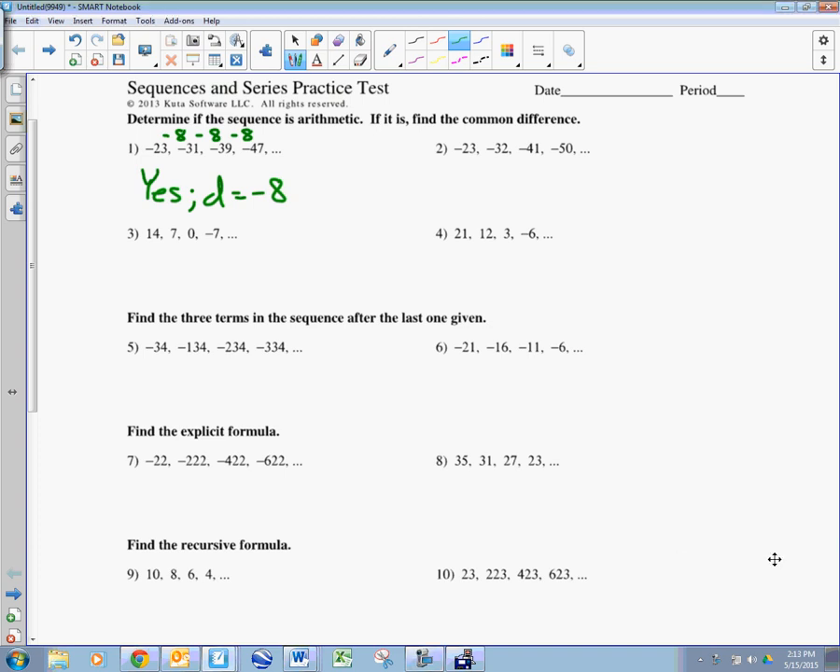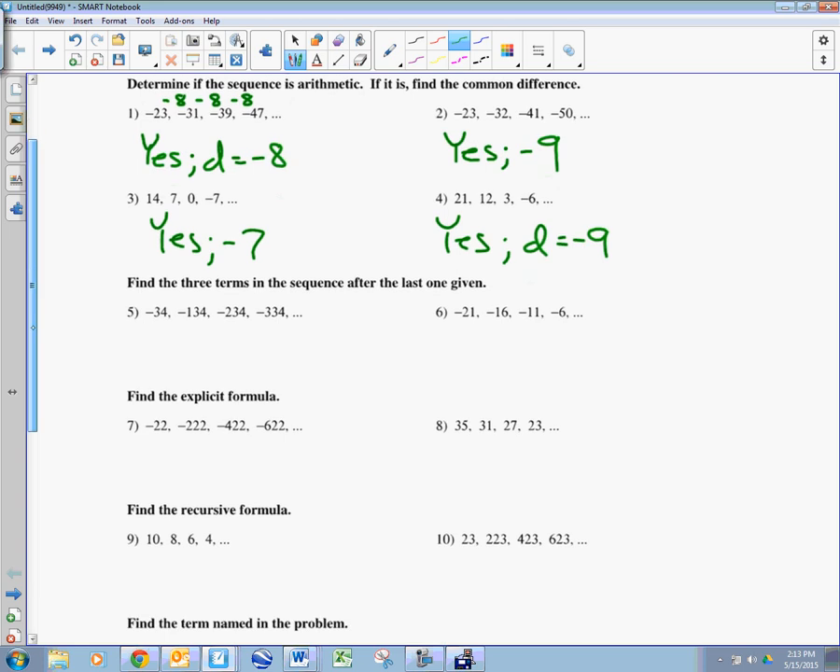Okay, so we found the common difference. What's the common difference here? -9. This one. Okay, great. Good job.